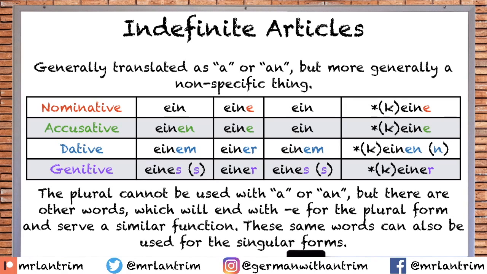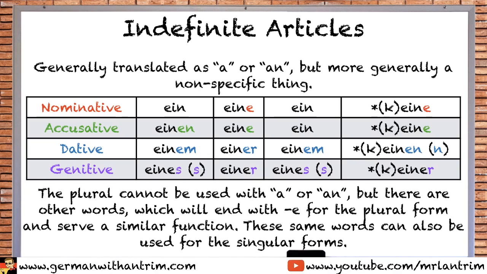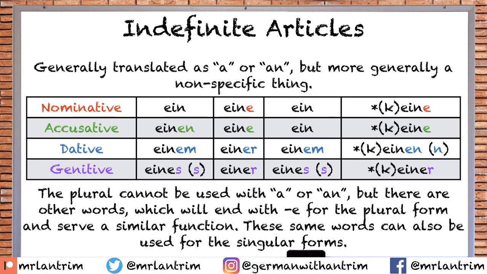Nominative case, we had no ending, E, no ending, E. Accusative case, en, e, no ending, E. Dative case, em, er, em, en. And then in the genitive case, as you would expect, s, r, s, r. So, eines, einer, eines, keiner. So, masculine, feminine, neuter, plural, same as before, right?